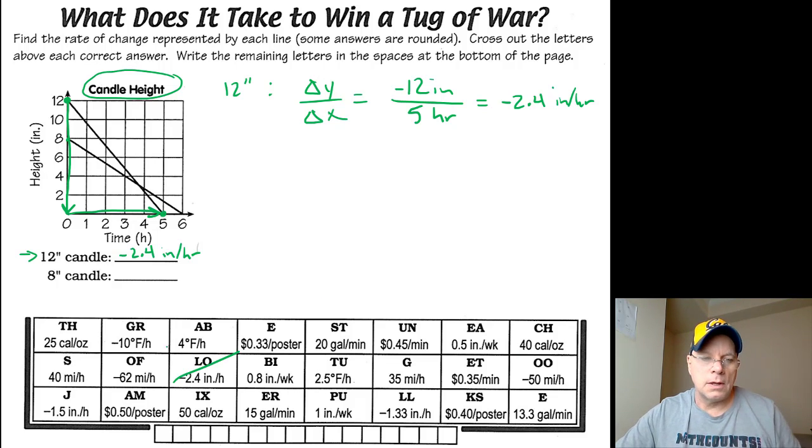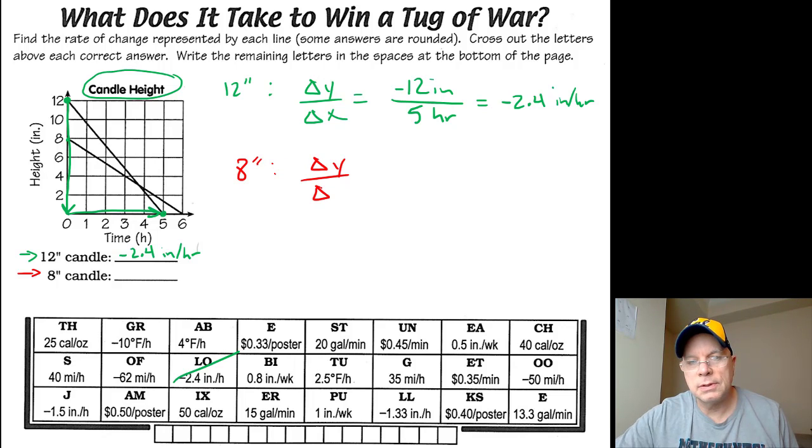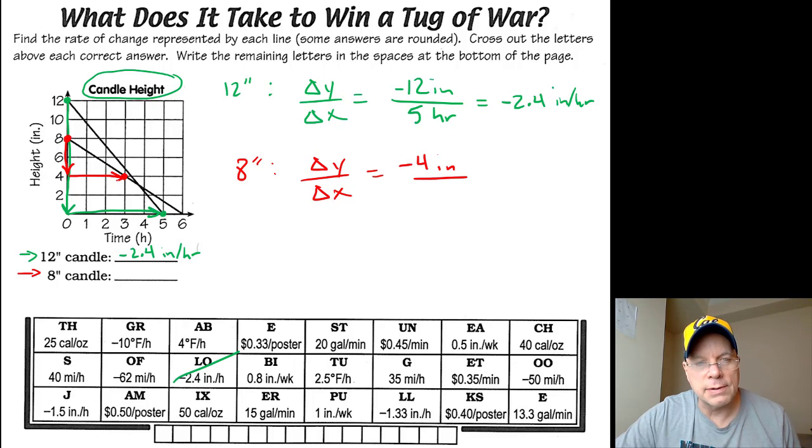Right there. The 8-inch candle, which I'll do in red, has a rate of change, a change in y over change in x. I'll use this point, and look, I can use this point. I could use this point also where it's burned down to 0, but this point is fine. I can see that at 3 hours it's exactly 4 inches tall. So I'm going to represent my delta y as negative 4 because I'm going from 8 inches to 4 inches. So the candle has decreased by 4 inches over how many hours? 3 hours. I went from 0 hours to 3 hours. That's plus 3 for the change in x.